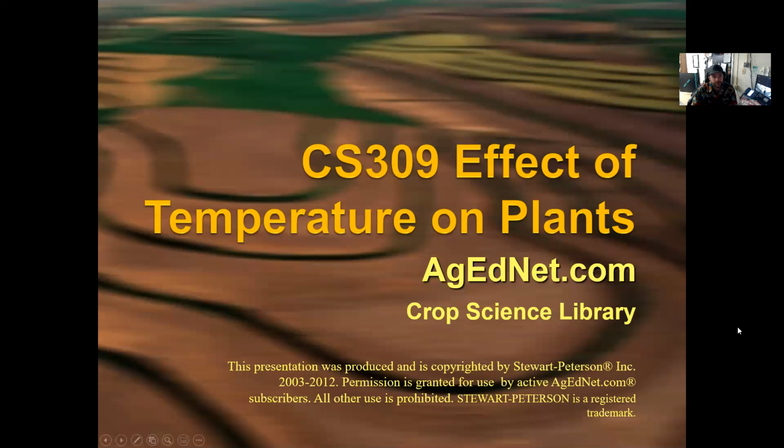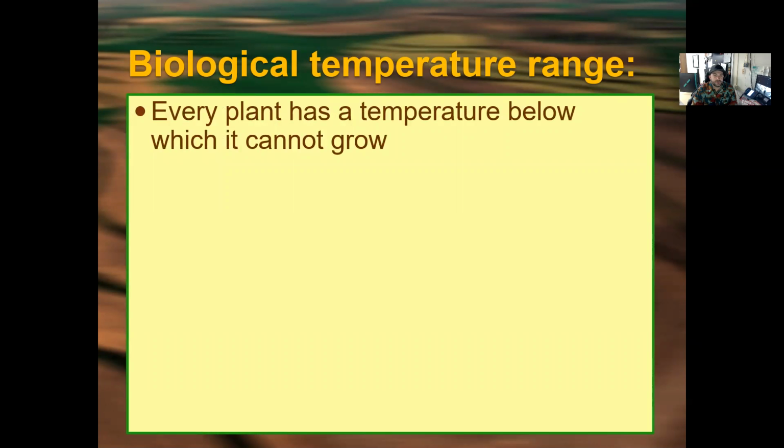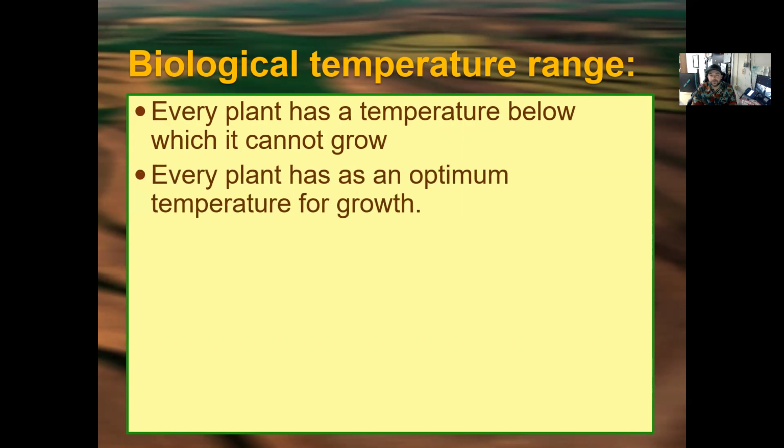So, biological temperature range. Every plant has a temperature below which it cannot grow. If you go into a Lowe's or Home Depot or any place that sells plants, you can always find this information on the label. If you have a plant that can't grow in less than -20 to -40 degrees in temperature, it's probably not a great plant to put up here in Pennsylvania. While our temperatures typically don't get that low in the air, they do get that low in the ground with different wind chills and stuff.